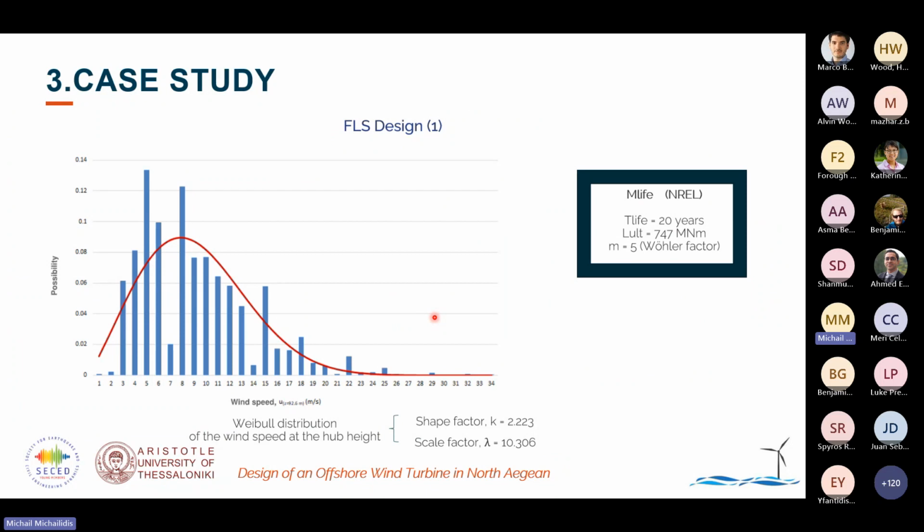Moving to the fatigue limit state, we have used a Weibull distribution of the wind speed at the hub height.